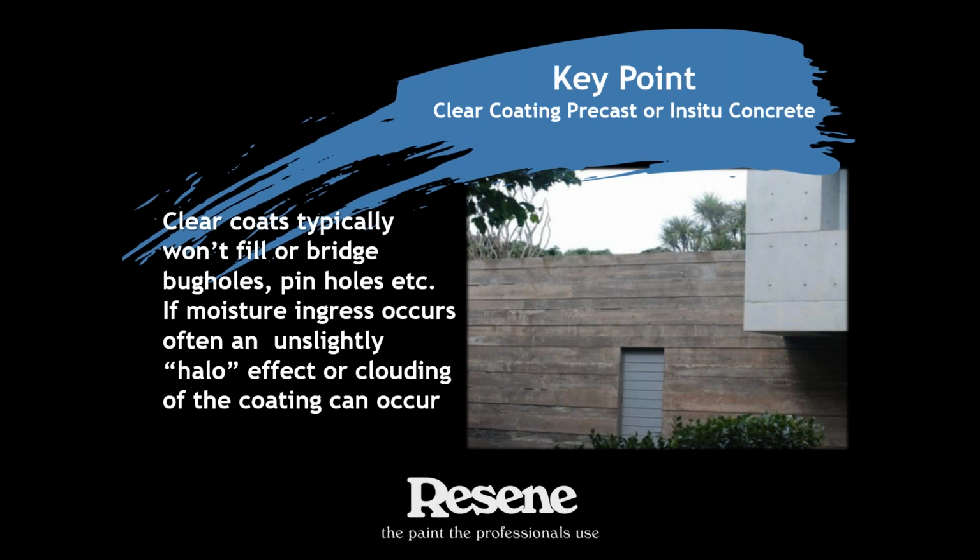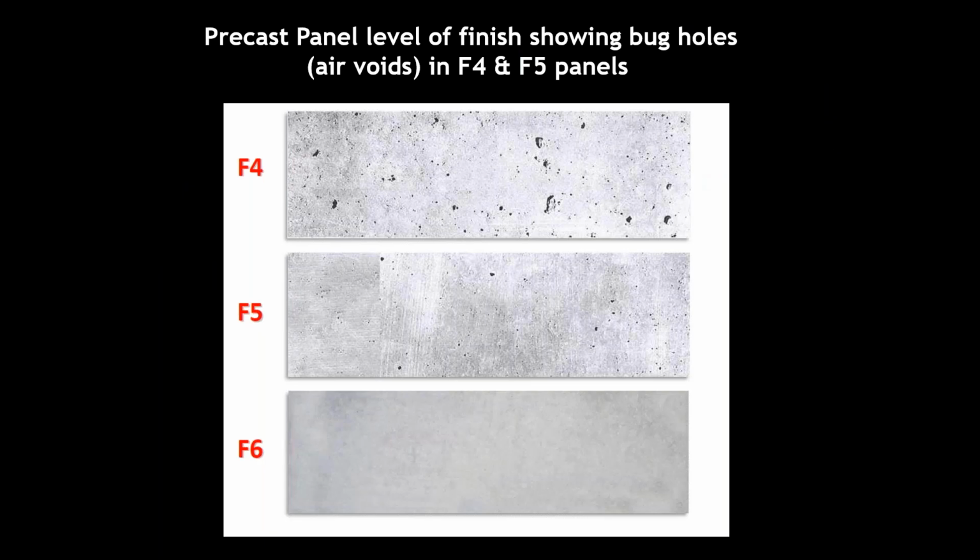Bug holes can be quite significant, and if you put a clear coat onto a surface like that with significant bug holes and moisture gets in, or if it gets in, I should say it will get in behind the coating, what you get is unsightly halo effects around where the voids are in the coating, and you can get clouding of the coating occur as well. So we're always a bit cautious to point that out before you go plowing ahead and putting a clear coating on Insitu or Precast concrete.